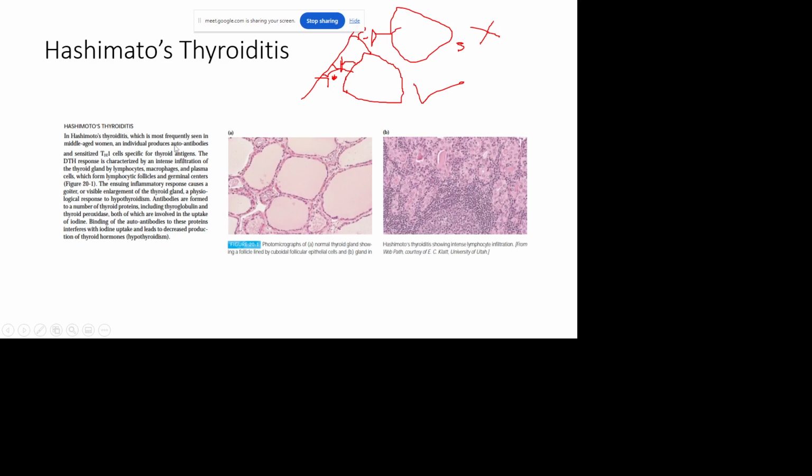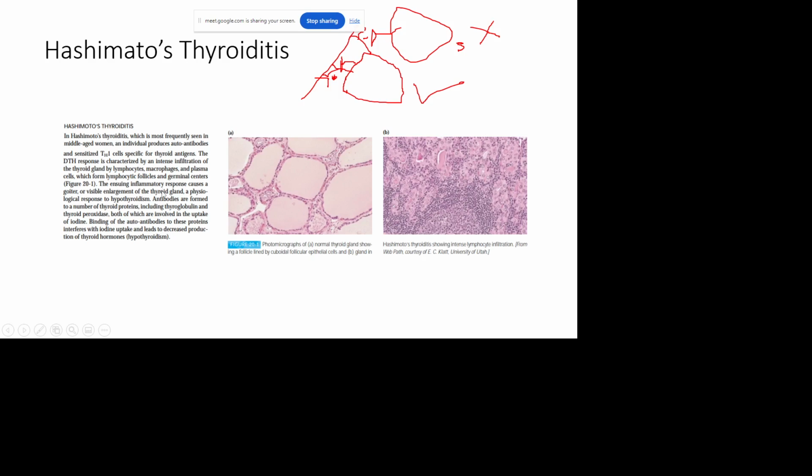So it will detect the thyroid antigens as an antigen. When the sensitized Th1 cell recognizes these thyroid antigens, it will cause infiltration of the thyroid gland by lymphocytes, macrophages and plasma cells, and all of them will be activated. Plasma cells will secrete antibody, macrophages will show their phagocytic activity, and then they can release some lytic enzymes which can damage the tissue, right?